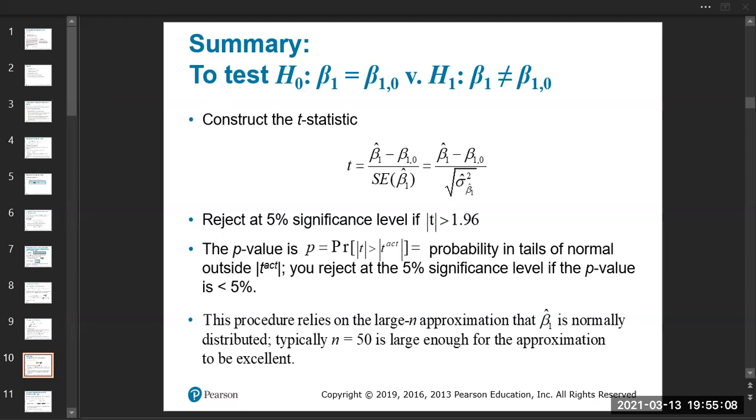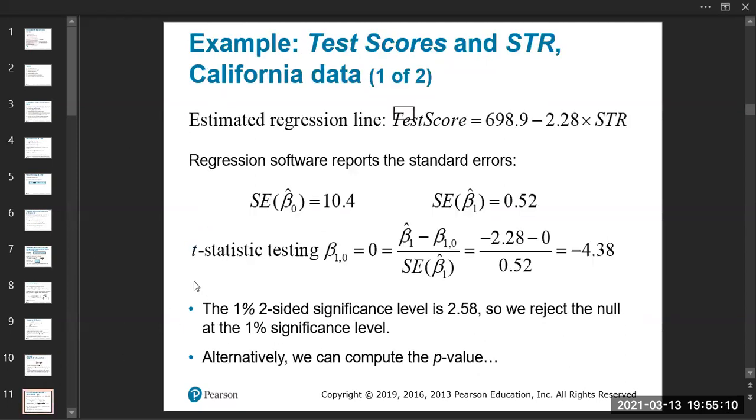Once we do t-statistics, there's an example here. The estimated regression line is test score equals 698.9 minus 2.28 times STR. So which one is beta 0 hat? The 698.9. Which one is beta 1 hat? Minus 2.28.